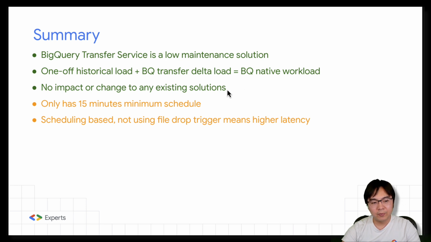So there are some downsides though. It only has 15 minutes minimum schedule, so this means if you want better latency than 15 to 30 minutes, because you're gonna have those buffers from your source system CDC solution as well. You can't have that, right? But to be honest, in most of the cases, this latency doesn't really matter too much from what I can see for most of the use cases.